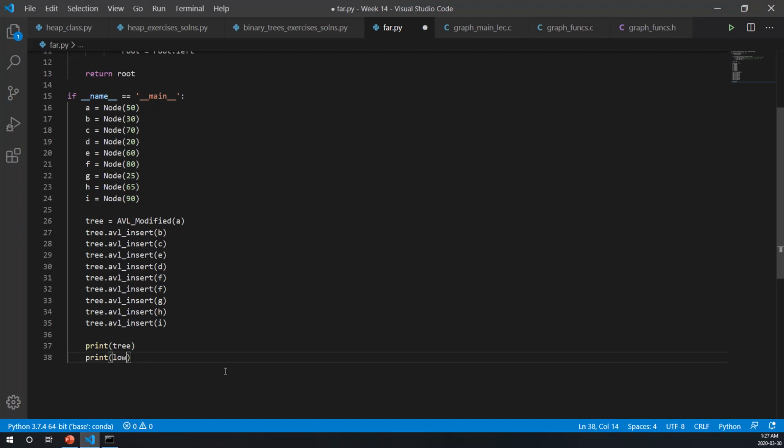And let's do it as such. So I'm going to print the lowest common ancestor BST of tree.root. So I is 90, H is 65, and you know what? Let's print its data so we don't print an ugly looking node.